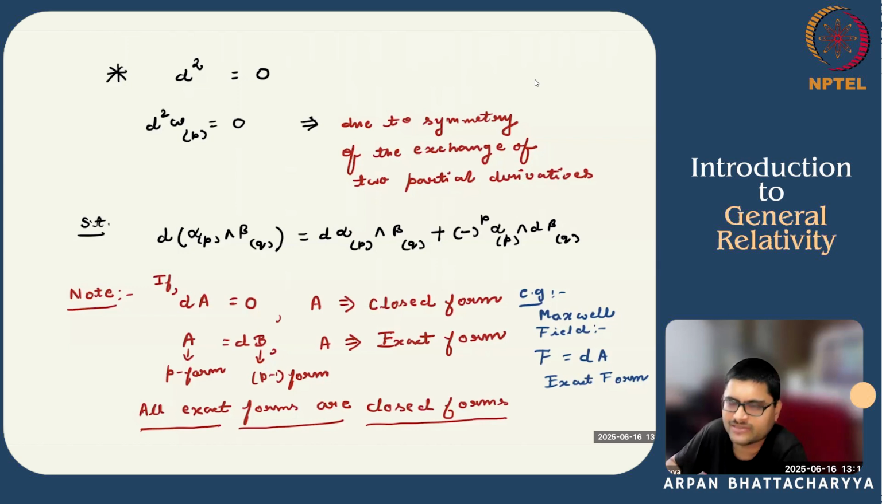An example is, again, as we just discussed, the Maxwell field. So F equals dA, and then you can see that dF should vanish because d squared A is 0, and that gives you the homogeneous Maxwell's equations, that is, Maxwell's equations without any source term, which correspond to del dot B equal to 0 and curl of E equal to minus del B del t.